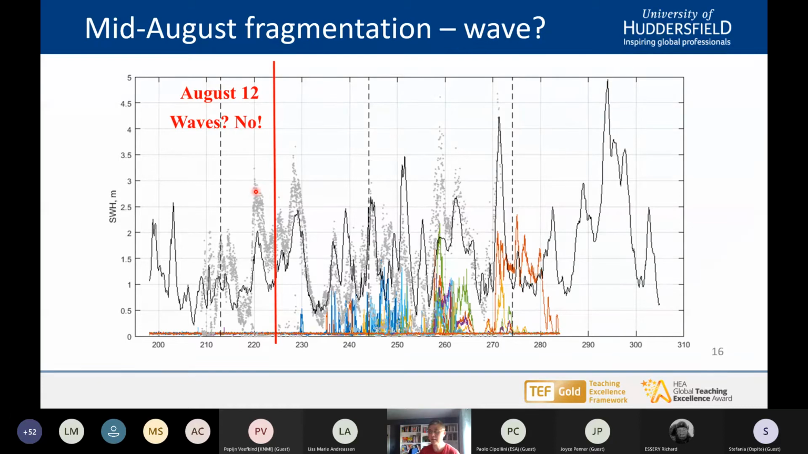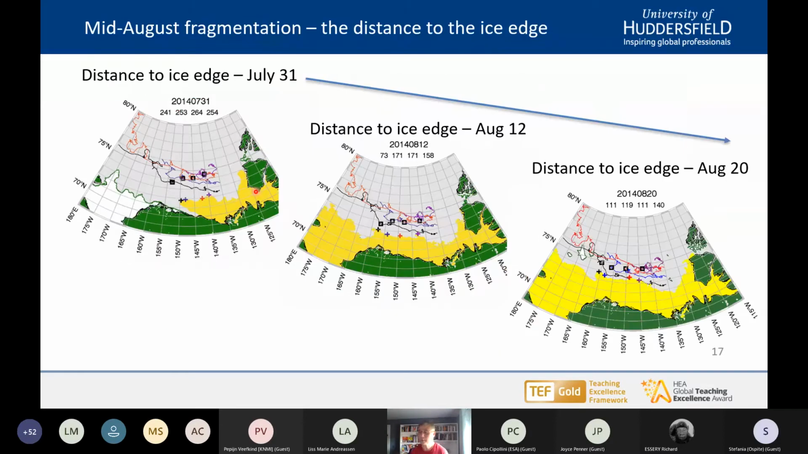Another reason it's not the waves is that we measured the distance from each cluster to the ice edge. And it turns out even at the 12th of August, the distance from the clusters to the ice edge was more than about 100 meters away. So that also confirms it may not be the waves actually causing the change.